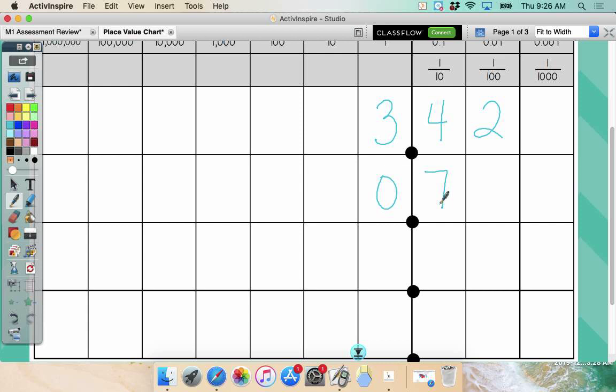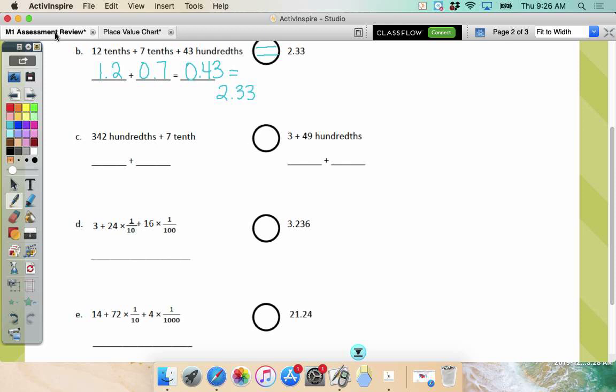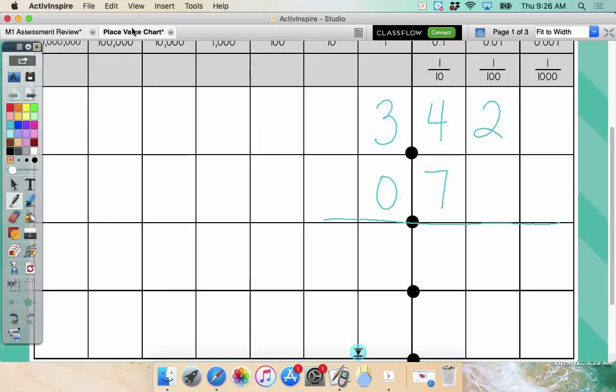Okay. So I'm going to add those together, but first I need to write them in standard form, don't I? So I've got 3.42 plus 7 tenths. Okay? So when you add them together, what do you get? 4 and 12 hundredths.